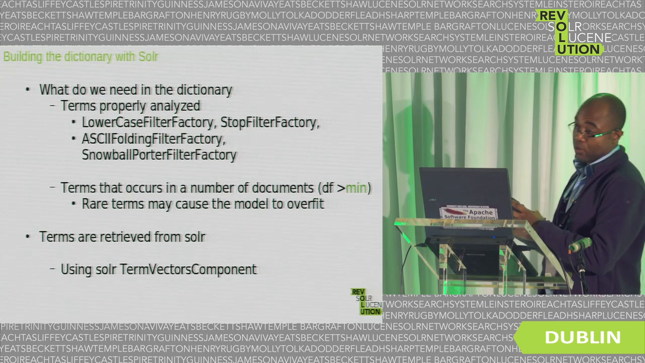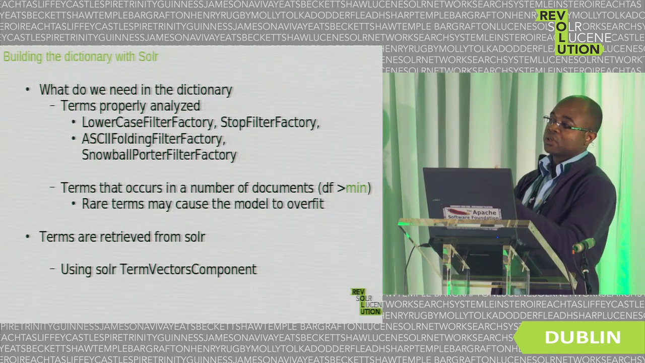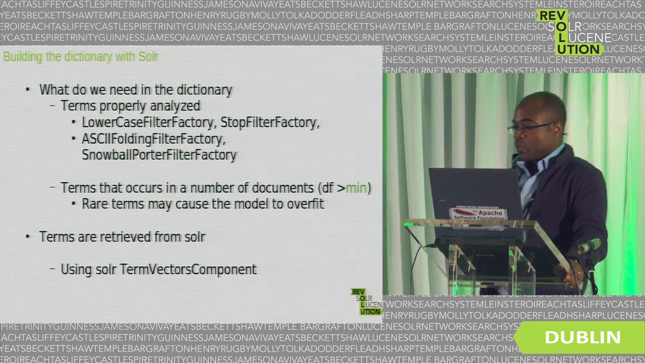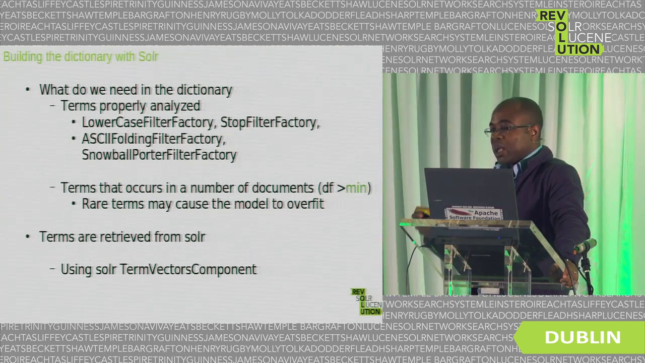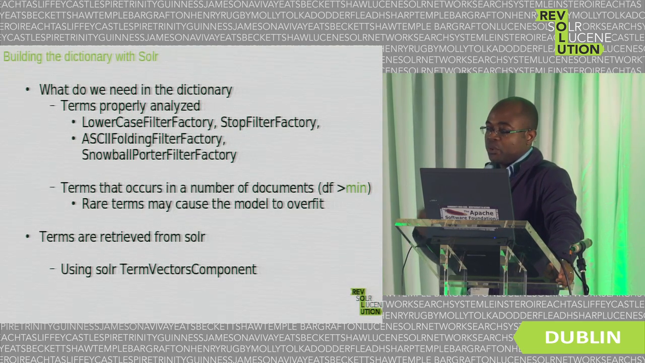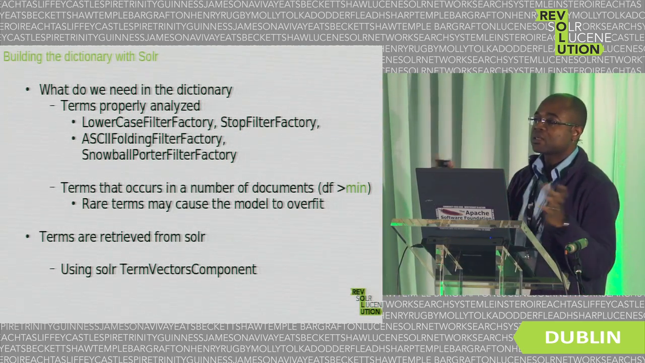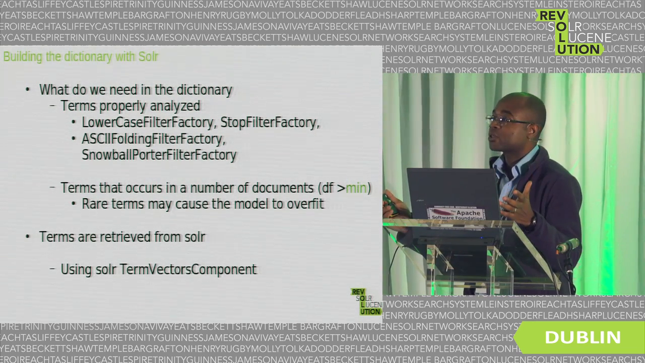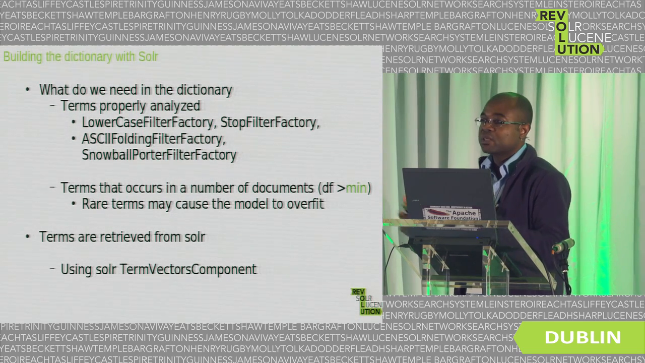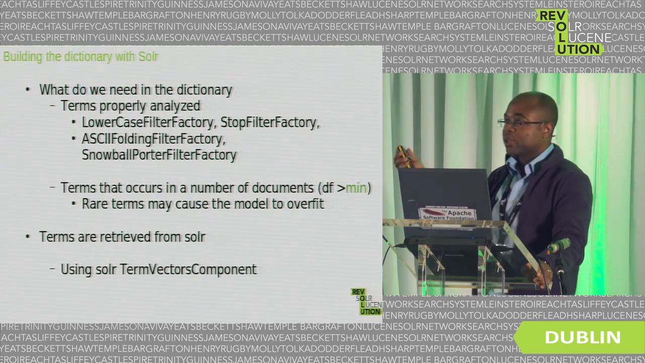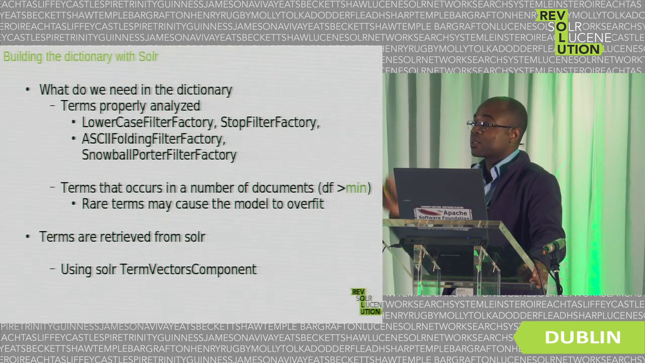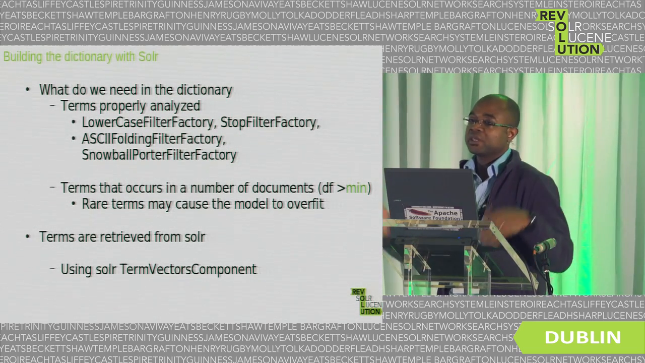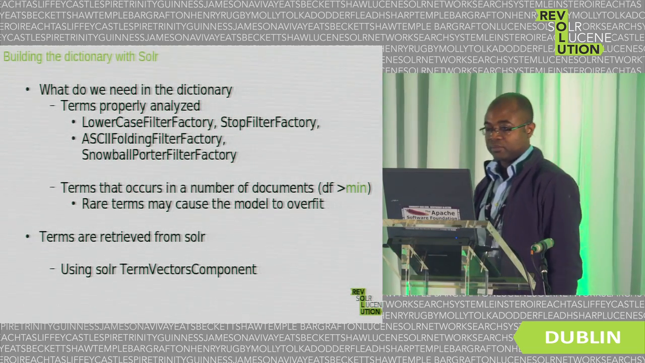And this is another course, right? Not the code the user searches in. So we build the dictionary with Solr. What do we need in the dictionary? We need terms properly analyzed. We lowercase so that it's not case sensitive. Stop filter: there are some common terms we don't need in our dictionary, they have no meaning for our domain. ASCII folding: I'm working in France and we have accents everywhere. Snowball Porter filter: you remove superficial text from your index.